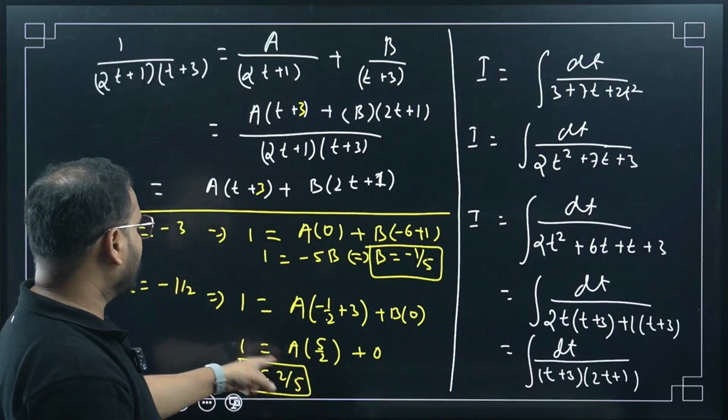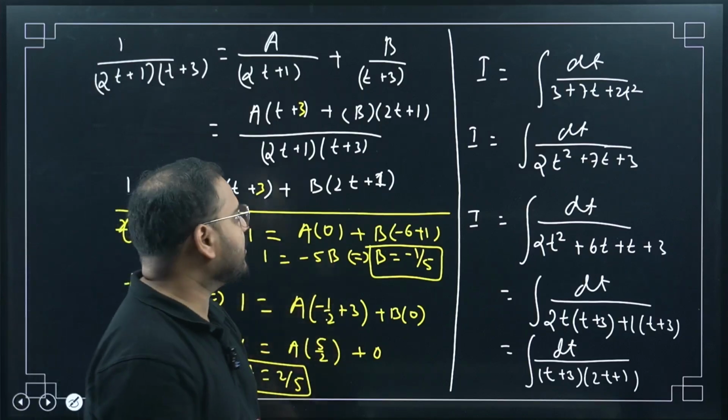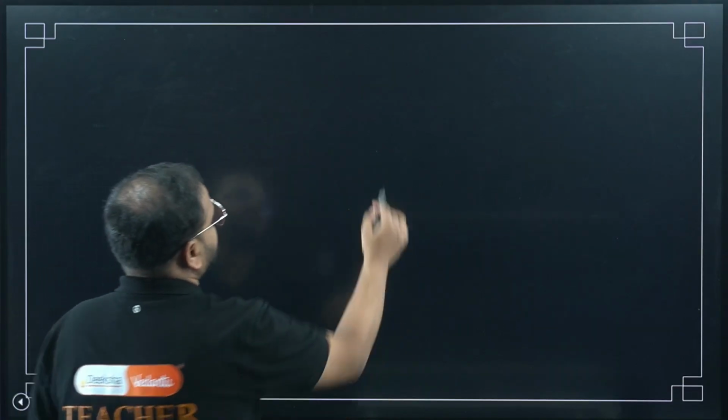A is simply 2 by 5. Cross multiply, 2 by 5. So I have a as 2 by 5, b as minus 1 by 5. No problem over here. I'm going to rewrite this equation, please check.